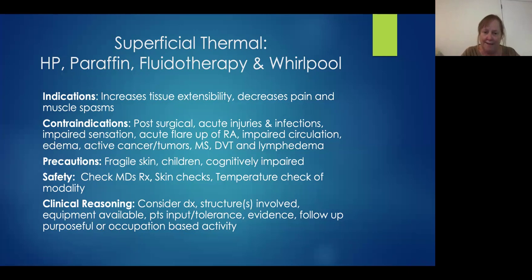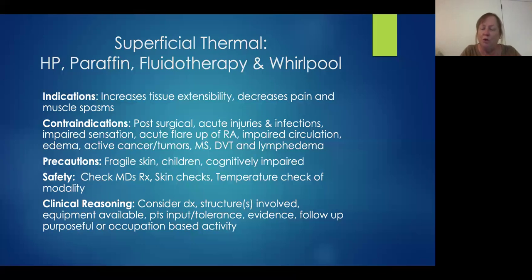So first, I'm going to start with physical agent modalities, and I'm going to start with superficial thermal modalities. The ones that fall under that category that are most commonly used in occupational therapy are your hot packs, your paraffin, your fluidotherapy, and whirlpool. Just so you know, sometimes in some of the textbooks, and I notice on NBCOT's website, they had indicated that fluidotherapy is sometimes referred to as a dry whirlpool. So you may see it termed that way on the exam.